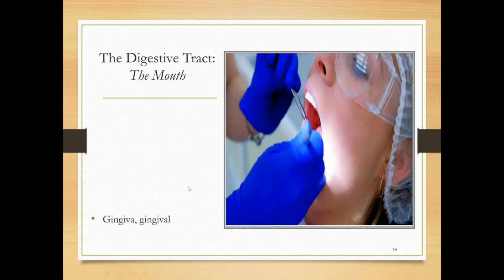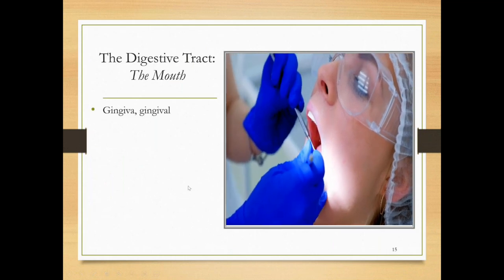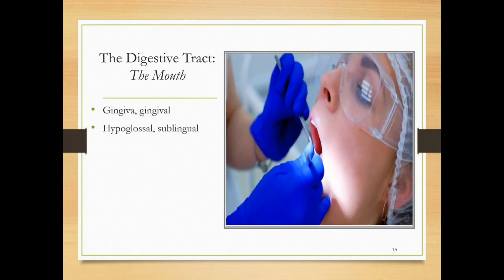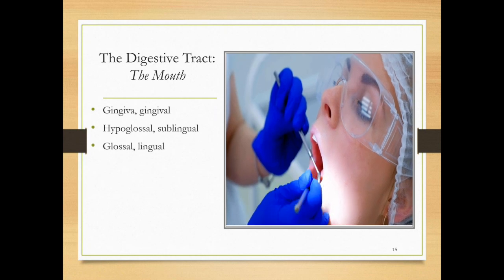Gingiva means the gum. Gingival is pertaining to the gum. Both hypoglossal and sublingual mean under the tongue. Glossal and lingual mean pertaining to the tongue.